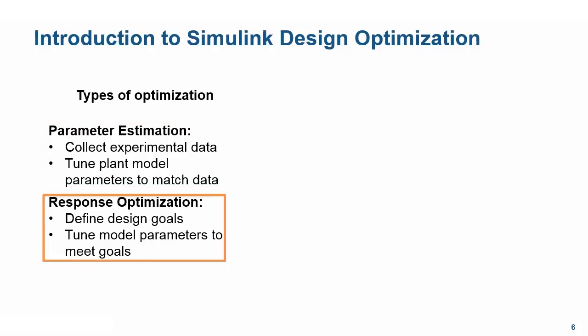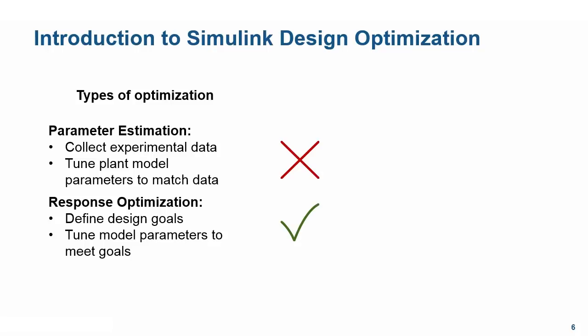Response optimization. Here, we use performance metrics as cost functions to tune algorithm parameters. Examples include constraining signals within bounds, reducing settling time, overshoot, etc. Please note that these techniques can be used to tune both plant and algorithm models. For our example here, we are not going to use experimental data. On the other hand, we are going to constrain the roll center and the camber angle using response metrics. So we will use the response optimization approach.